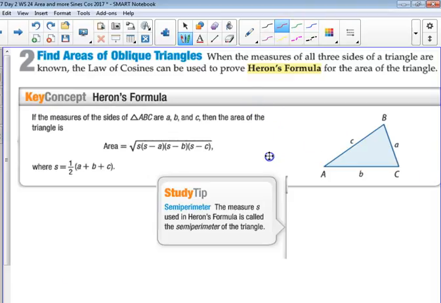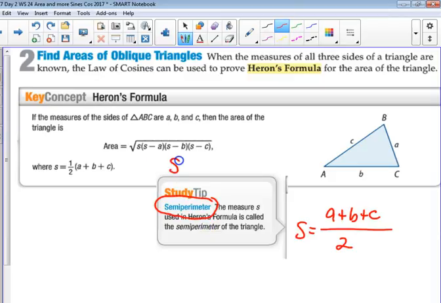the formula is to find the area given the three sides, okay? So when you know all three sides of a triangle, you need what's called the semi-perimeter, which is halfway around. So what you're going to do is add up all three sides, A plus B plus C, and then you're going to cut it in half, okay? They write it 1/2 A plus B plus C. That's the semi-perimeter.